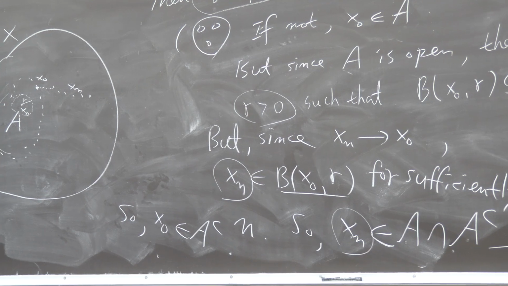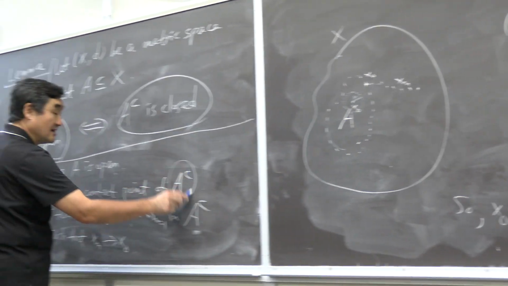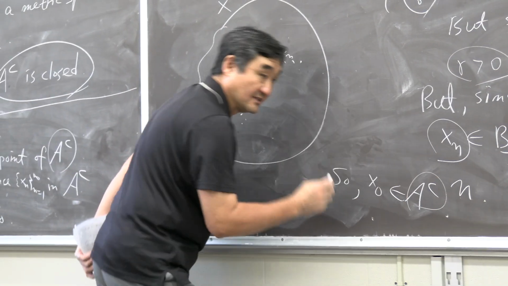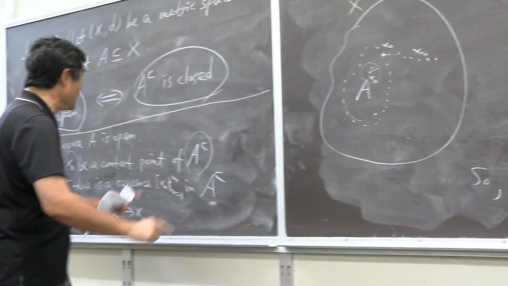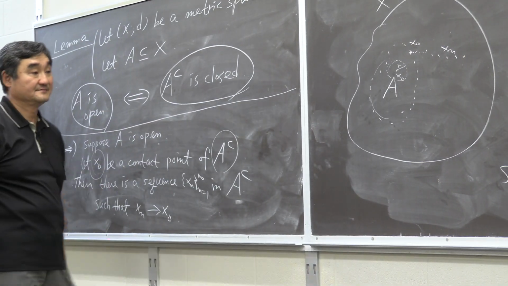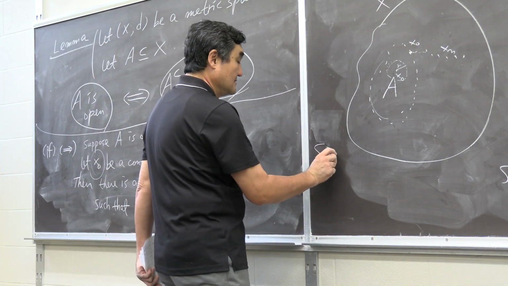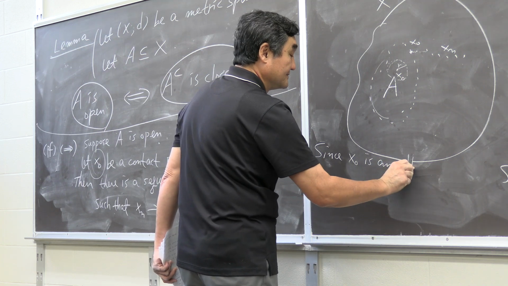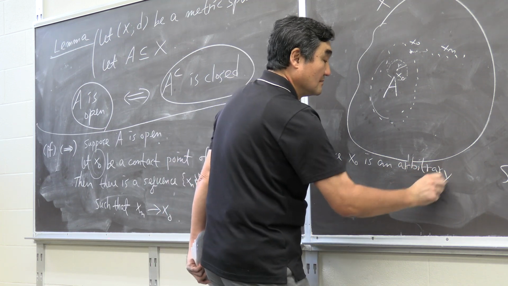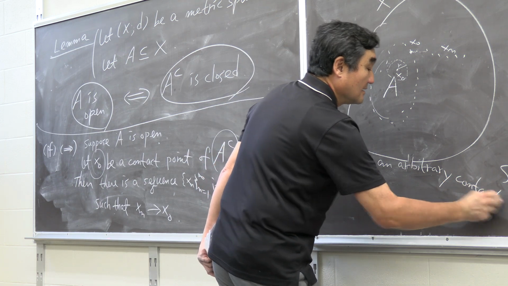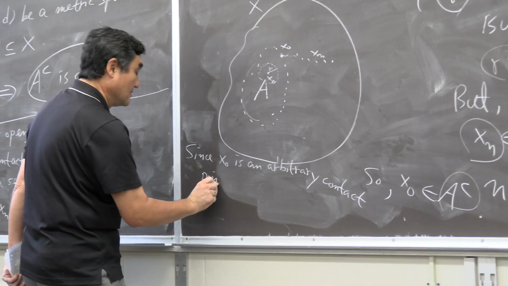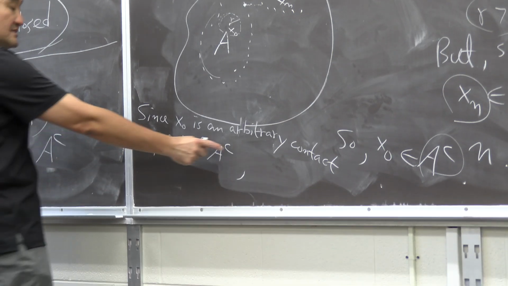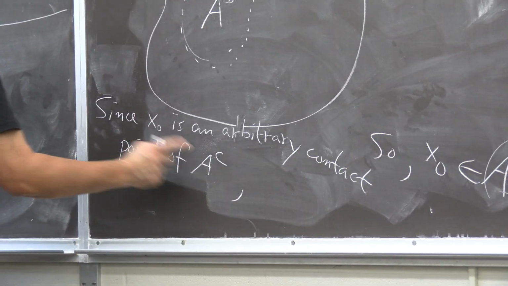So no matter what contact point x naught of the subset A complement we have chosen, the contact point x naught is still in A complement, which means A complement contains all of its contact points. Since x naught is arbitrary, A complement contains all of its contact points.